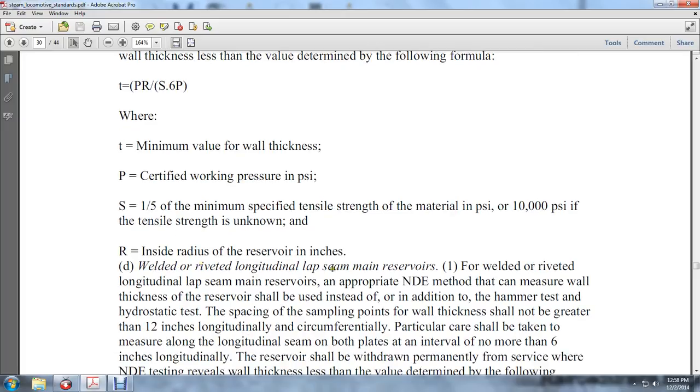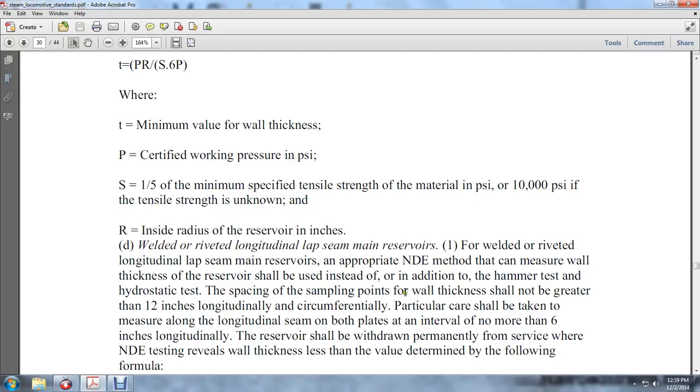Welded and riveted longitude lap seams, main reserve. For welded, riveted longitude lap seams, main reserve, an appropriate NDE method that can measure the wall thickness of the reserve shall be installed, or in addition with the hammer test, the hydrostatic test, placing the sample points of the wall thickness not greater than 12 inches longitude circumferential.